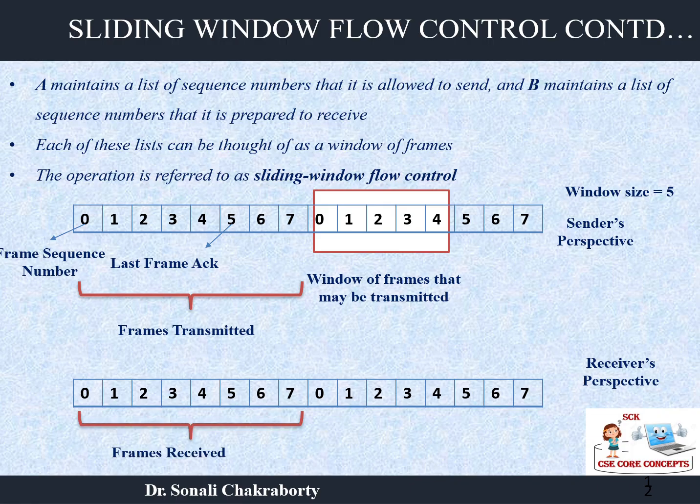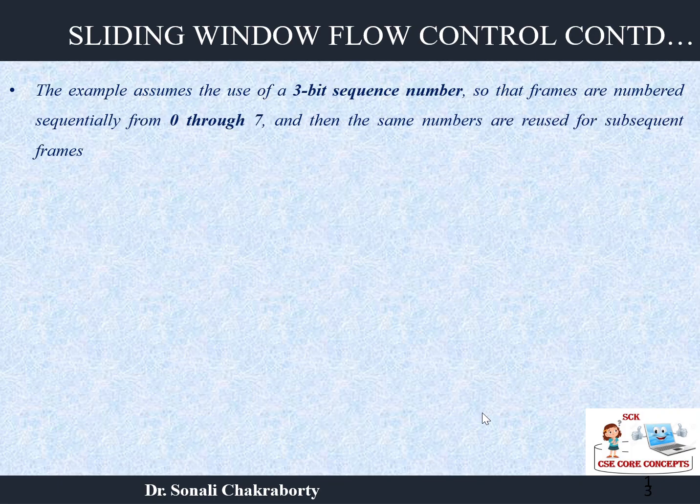Now what about the receiver's perspective? The frames received earlier are till 7, and the window of frames that it is expecting to receive is 0 to 4. This example assumes that the sequence number of each frame is 3 bits. So if the sequence number is 3 bits, the maximum number is 7.